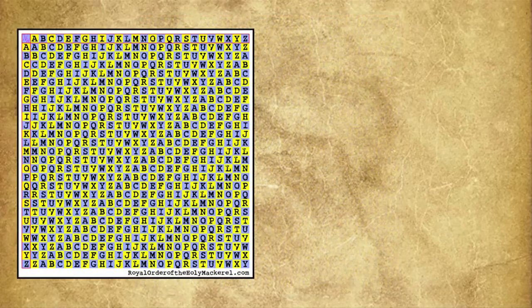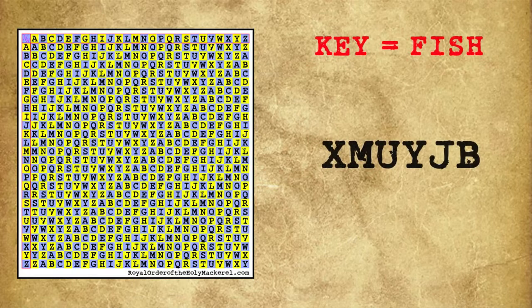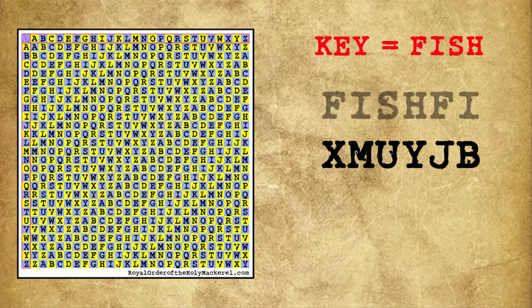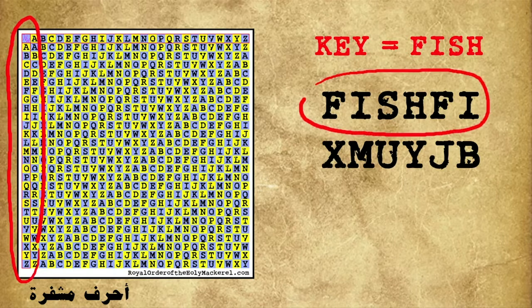So before we get to our first example, let me explain how to use a northwest square. First, you'll need to know or discover the password or passphrase. After writing your encoded message down, write the password directly above the message, repeating the password if it's shorter than the encoded message. On the left-hand side of the square is the encoded alphabet.